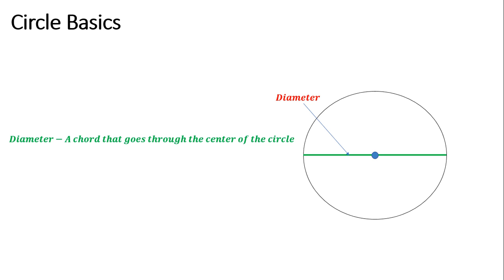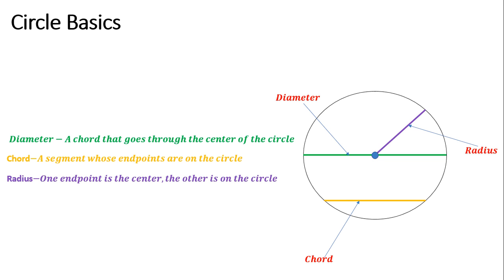Our first term is going to be diameter. A diameter is a segment or a chord that goes through the center of the circle. Our second vocab word is going to be a chord, which is a segment whose endpoints are actually on the circle. And our third vocab word is going to be a radius, which is a segment whose one endpoint is in the center and the second endpoint is on the circle.